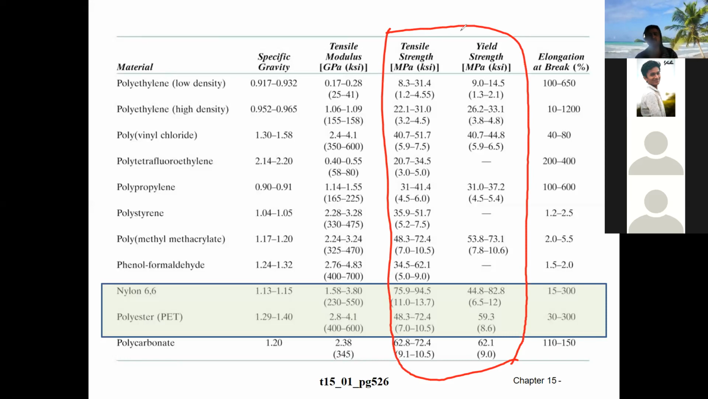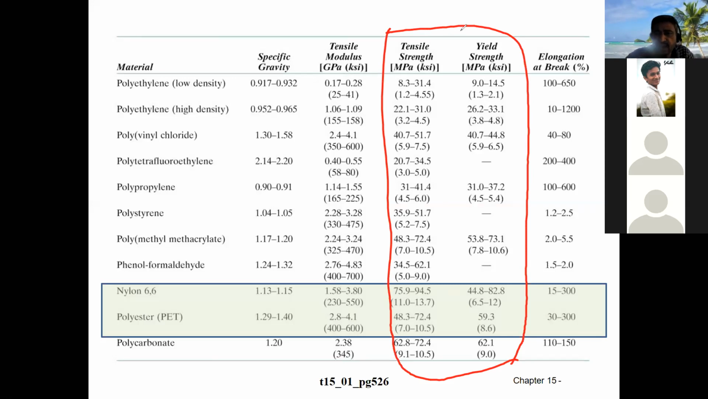and the polyester. If you look at it, for nylon 66, your tensile strength is much greater than your yield strength. In case of your polyester, your tensile strength is much lesser than your yield strength. The range of values depends upon your molecular weight, nature, and percentage of crystallinity. So these are the classic examples.